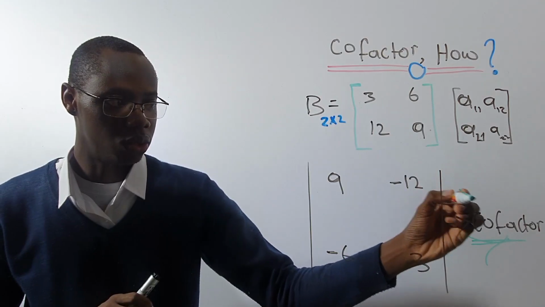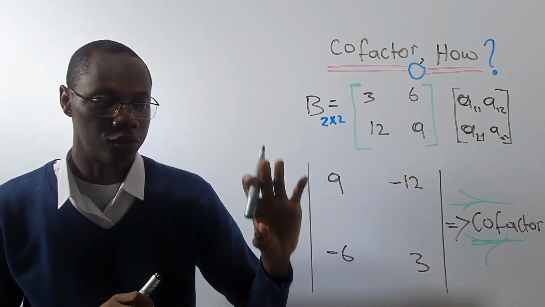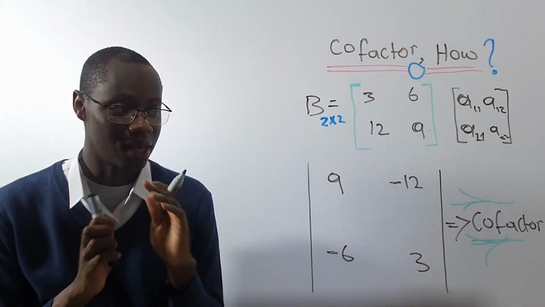So this is all there is to it concerning cofactors. You're not going to see anything different from this. 2 by 2 and 3 by 3, they're exactly the same.